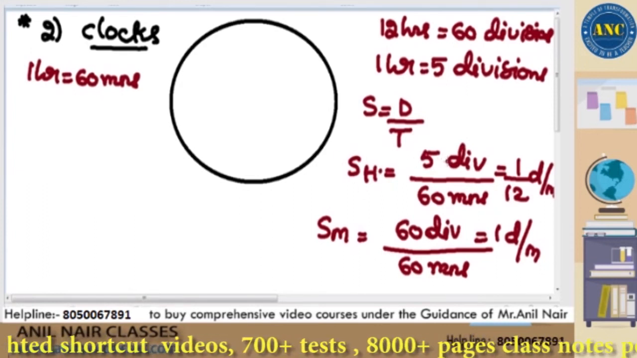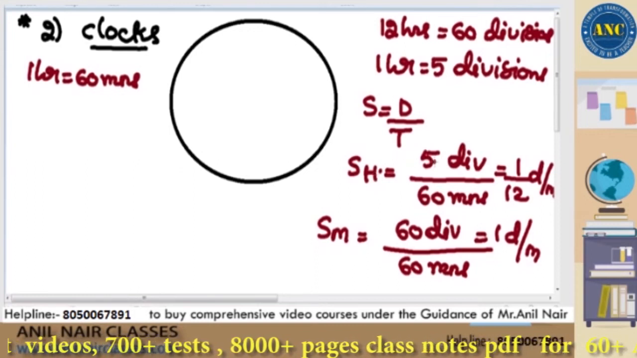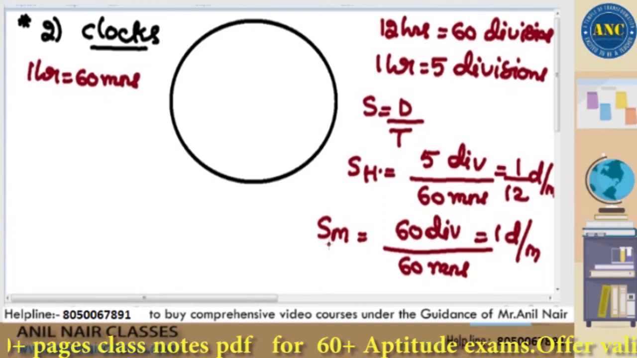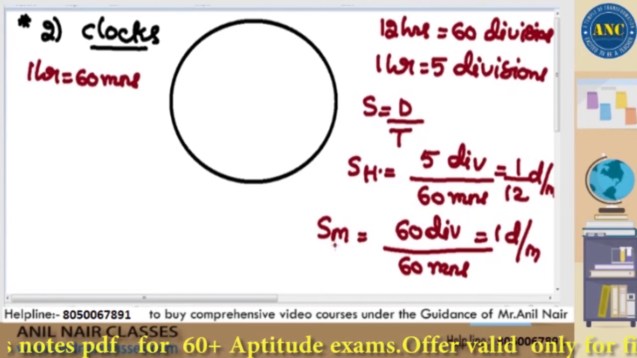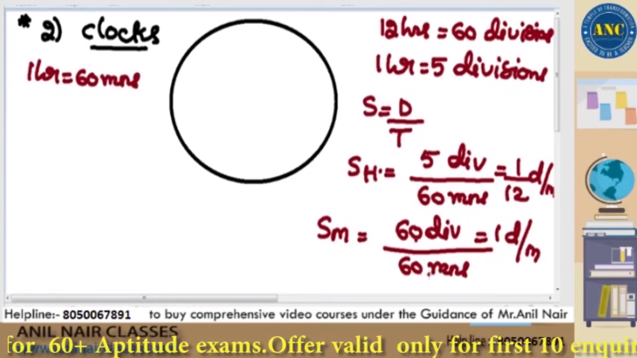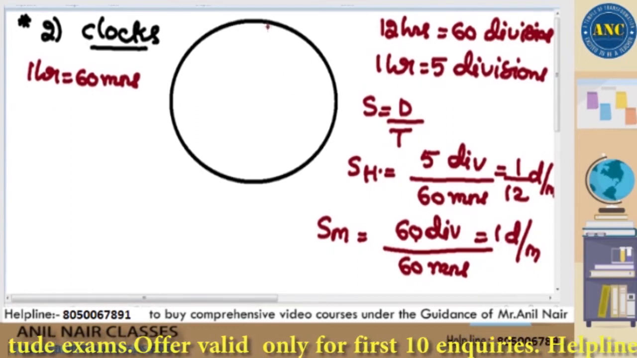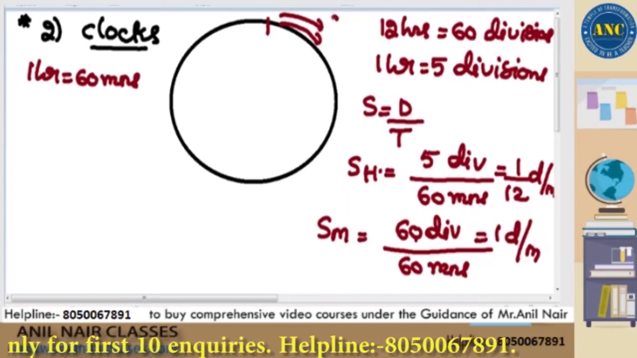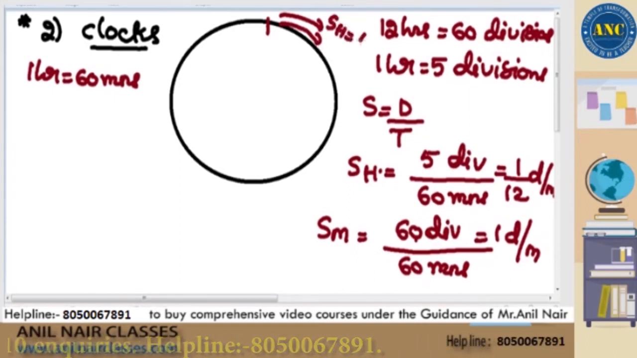In 1 hour it is 5 divisions. Speed of the hour hand is 5 by 60, which is 1 by 12 division per minute. Speed of the minute hand is 60 divisions by 60 minutes, which is 1 division per minute. Both will be initially at 12 o'clock. Both will travel in the same direction. Speed of the hour hand is 1 by 12. Speed of the minute hand is 1.